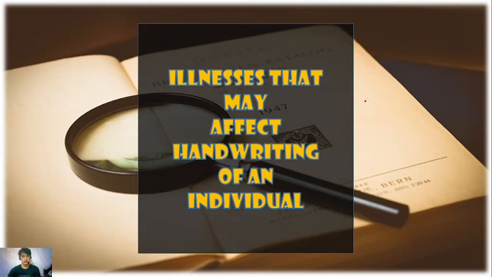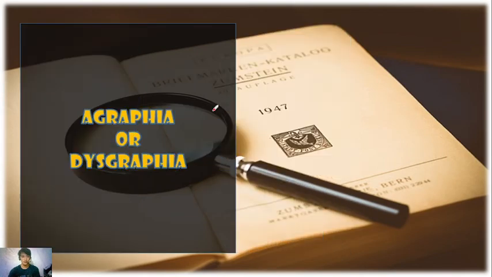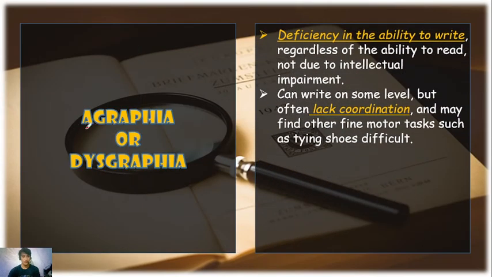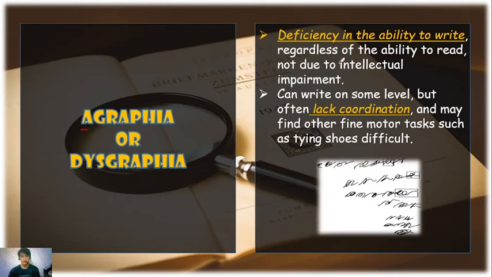So with that, we have mentioned a while ago that physical condition of a certain person is one of the factors that affects our handwriting. Sabi natin kanina. So what are the illnesses that may affect handwriting of an individual? Meron tayong isa dito. So meron yung tinatawag natin na agraphia or dysgraphia. So anong ibig sabihin ng agraphia or dysgraphia na ito? So it says here that it is the deficiency in the ability to write.